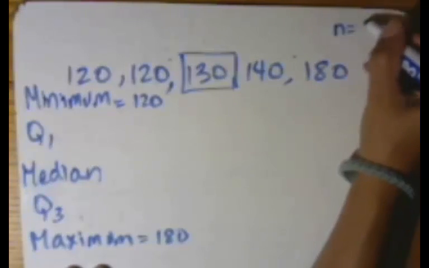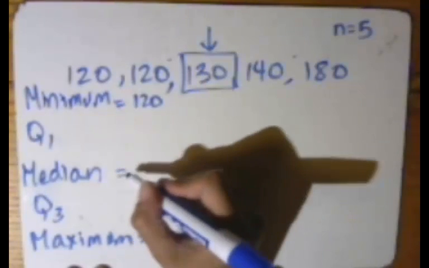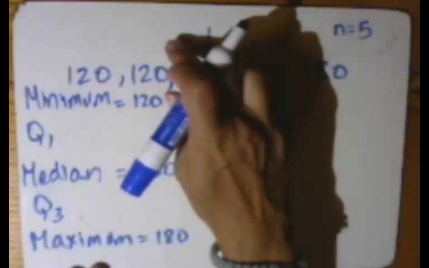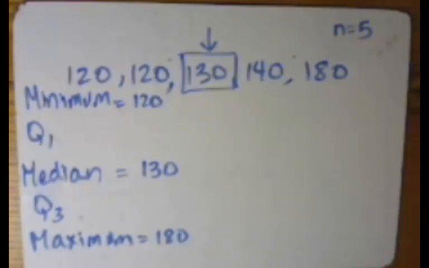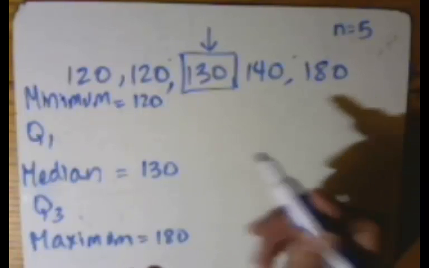My median, hey, guess what? I actually have a middle value. I have n equals 5 values. So I'm going to use the median of 130. This is the easiest way, without using a calculator or a computer, to find the values for us.